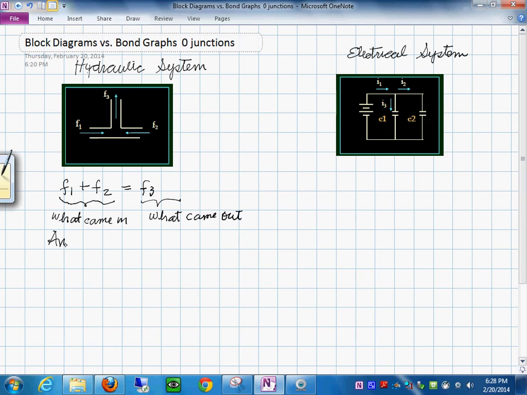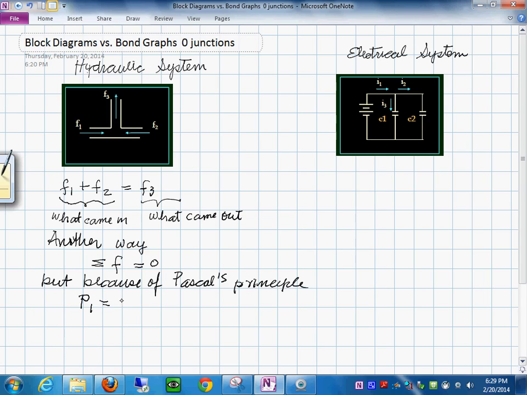You could say another way to express this is to say that the summation of the flows equals 0. That's the same thing. But because of Pascal's principle, isn't it true that the pressure 1 would have to be equal to the pressure 2 equals to pressure 3?